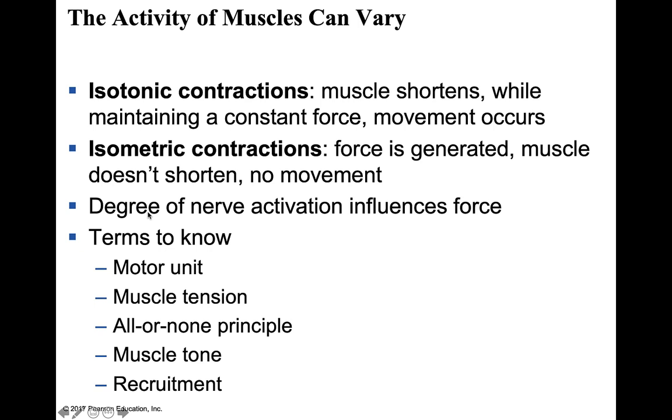Now, the majority of contractions that we see, and remember we're talking about whole muscle now, are isotonic. And what that means, muscle will shorten while maintaining a constant force, and the result is movement. Isometric contractions, we're now talking about the generation of force, but there's no visible shortening and no movement. Really important distinction between the two, and you want to make sure that you're comfortable identifying the difference.